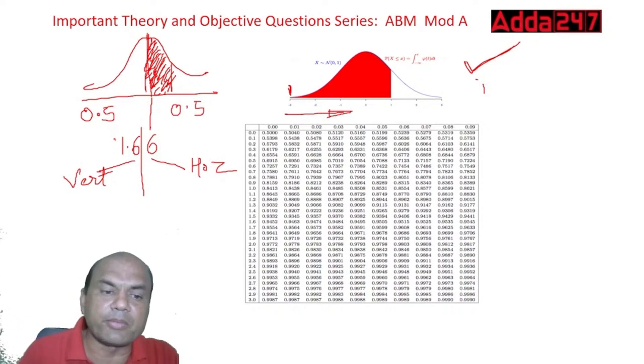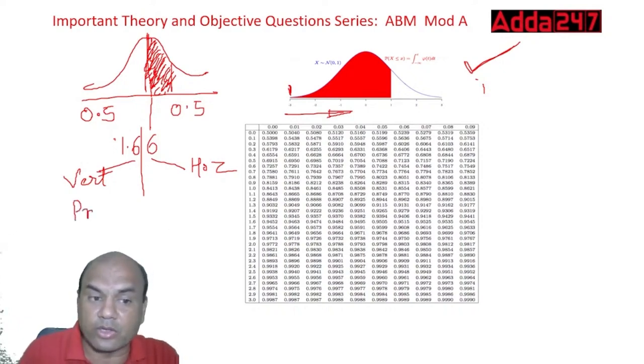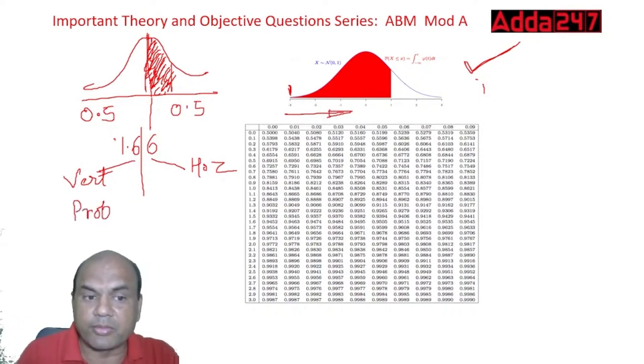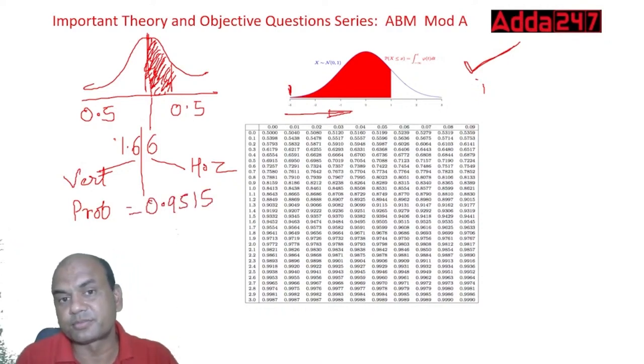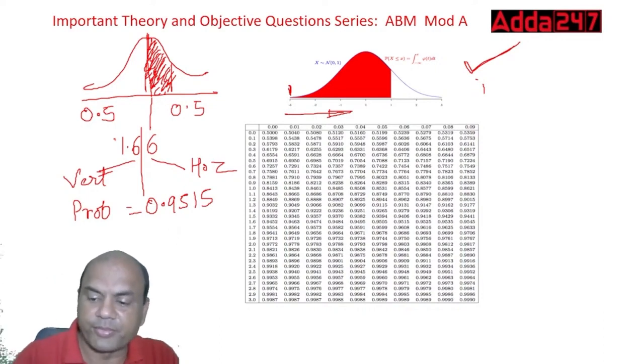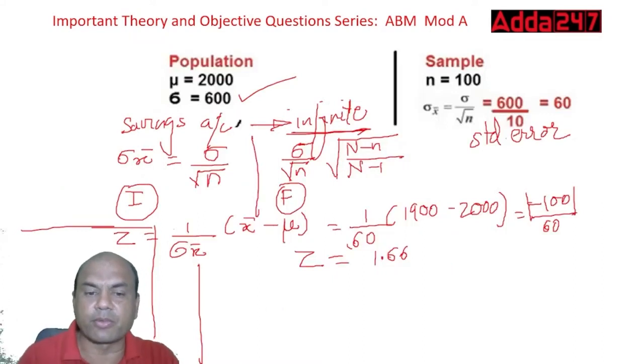So my probability over here is, now look at this. This is not your answer, but probability equals 0.9515. Okay, but this is not your answer. Look at this. What do we want? So now what do I want? My probability value is 0.9515.